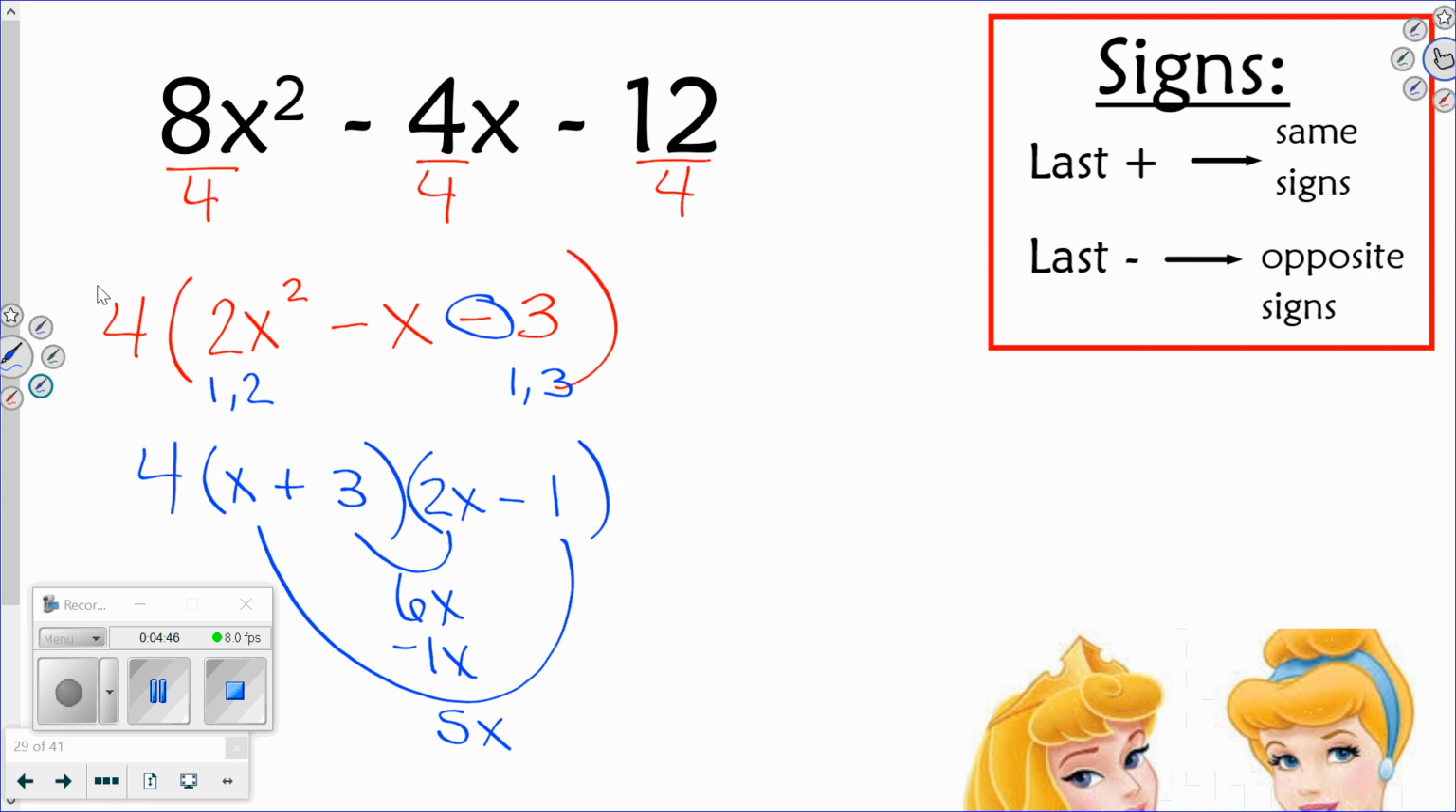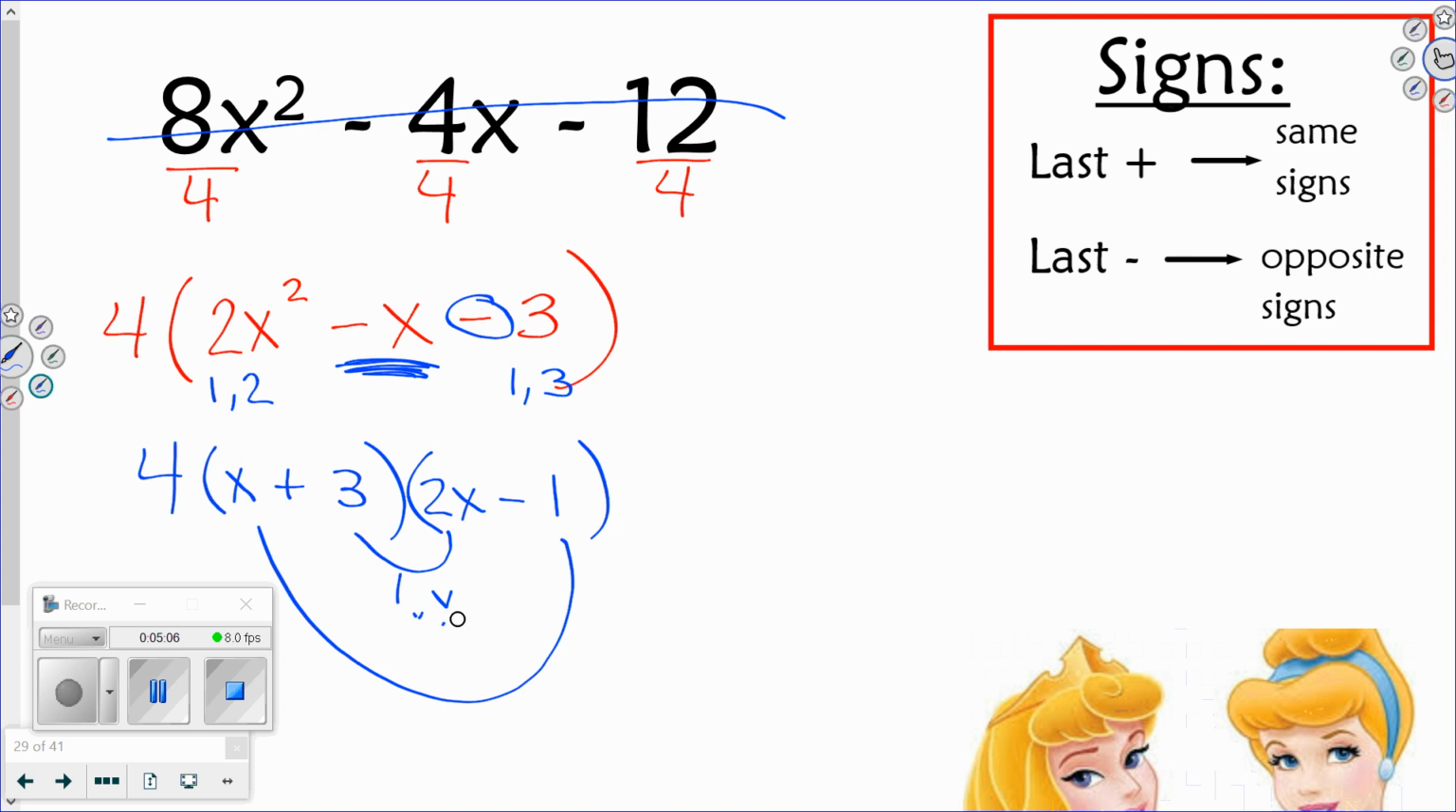minus 1x is 5x. What number am I trying to get? I'm trying to get negative 1. Don't go back to the top, guys. I pulled that 4 out, so you're never going to get that top one. It's sitting right there. I'm trying to get right here. I'm trying to get negative 1. So that didn't work. Let's scratch that one.